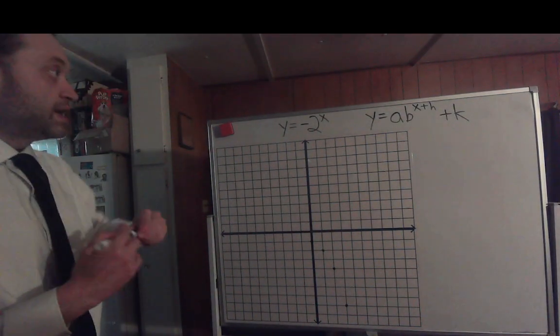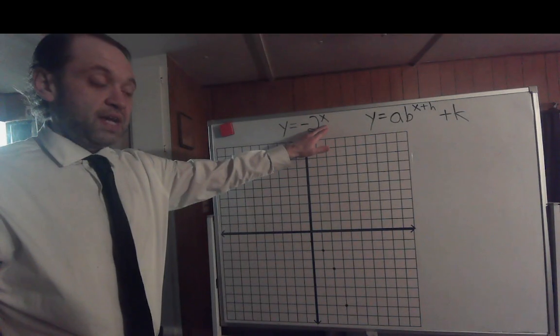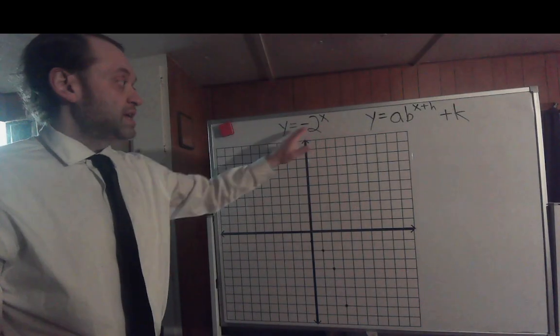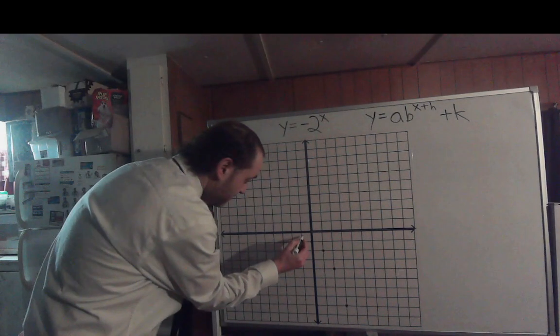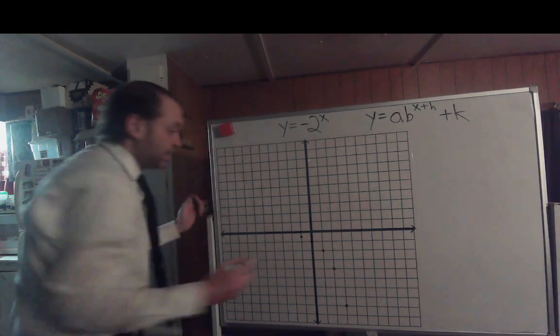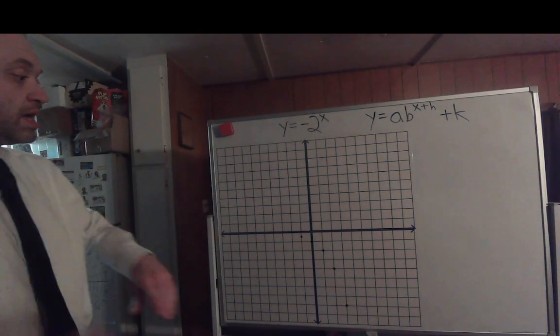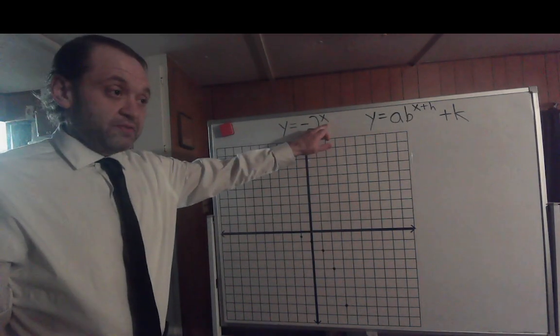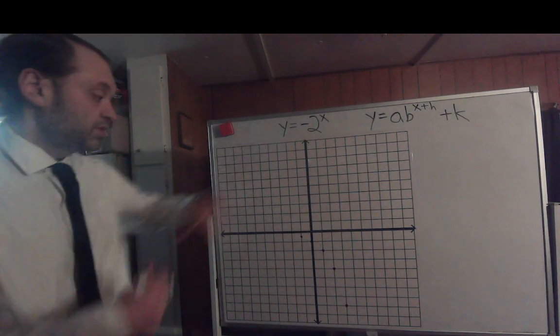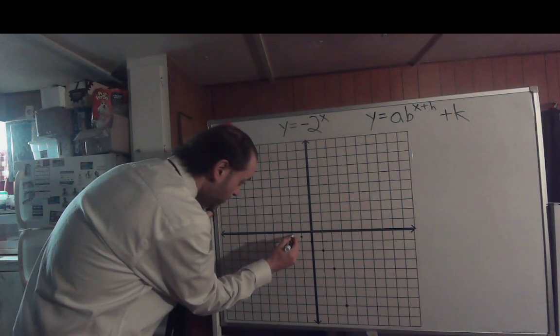Okay, so then x is negative 1. What's that? 2 to the negative first is 1/2. You negate that, you get negative 1/2. And then when x is negative 2, well, 2 to the negative second is 1/4. You negate that, you'll get negative 1/4.